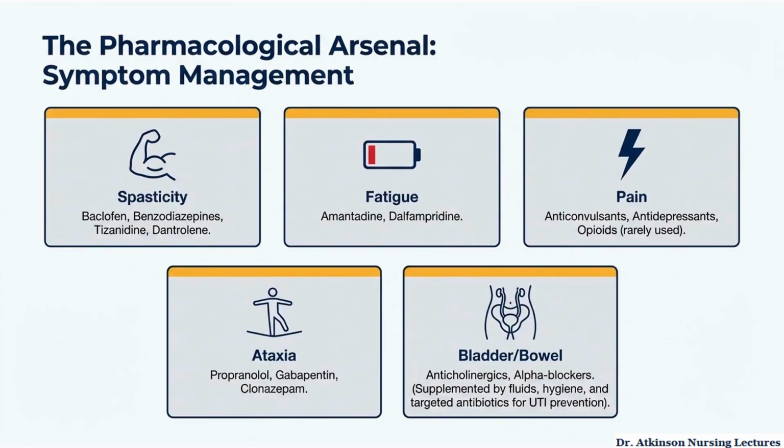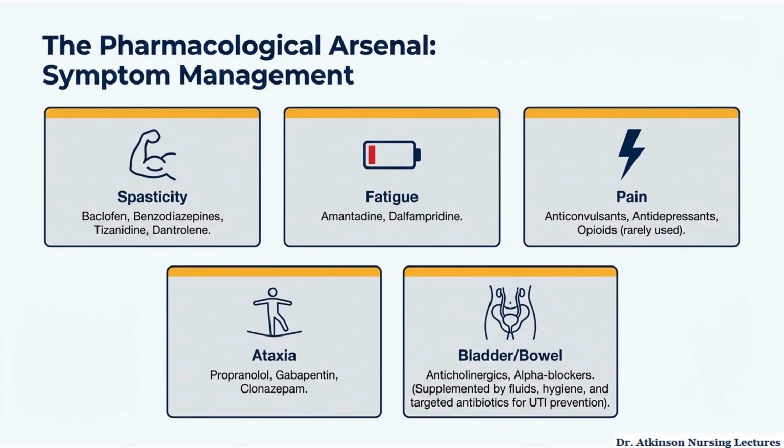Symptom management is a huge part of MS care because symptoms can vary widely between patients. Spasticity is commonly treated with medications like baclofen or tizanidine. Fatigue, which is one of the most disabling symptoms for many patients, may be treated with medications like amantadine. Neuropathic pain is often managed with anticonvulsants or antidepressants rather than opioids.